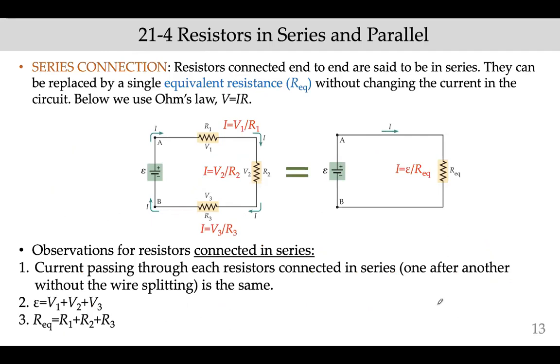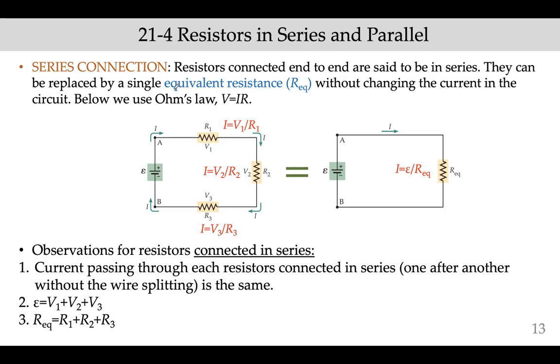Okay, now let's move to this section where we will talk about series and parallel connections. So how do you connect resistors in series and in parallel? Let's start with the series connection. Resistors connected end to end are said to be in series. So one resistor comes after another, connected end to end. That's called a series connection.